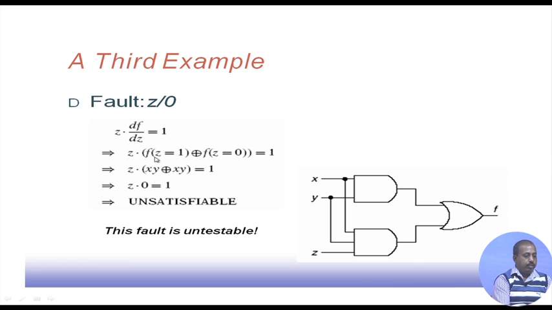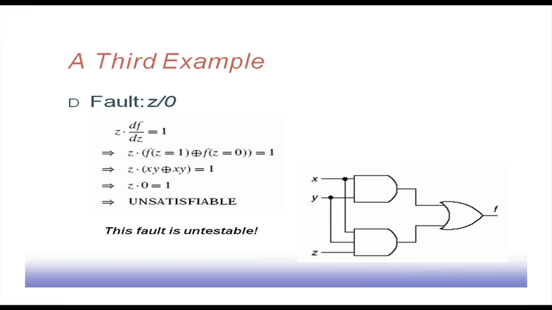So z equal to 1 XOR z equal to 0, this part becomes 0. So this is xy. So this is xy XOR xy equal to 1. So xy XOR x is 0. So you see that we want z and 0 to be equal, which is not satisfiable. So if it is not satisfiable, naturally I cannot have any test pattern that can detect this particular fault, z stuck at 0. So this becomes an untestable fault.